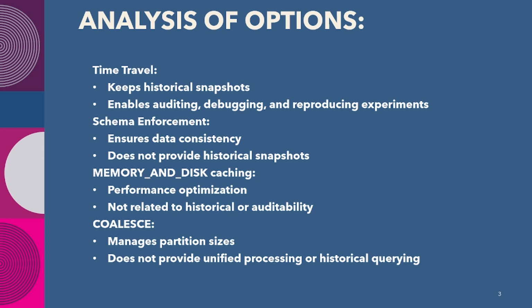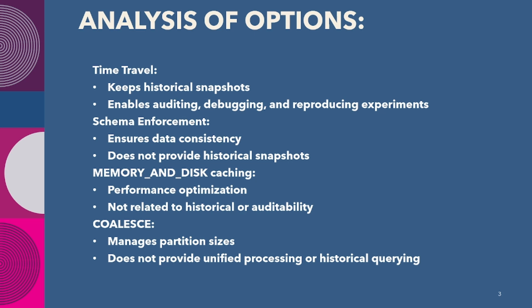Then we have option C, memory and disk caching. This is a performance optimization. It can speed up repeated computations, which is super useful if you have queries that run over and over again. But it doesn't help you answer the question of what did my data look like last month? It's a tool for efficiency, not for historical tracking or auditability.